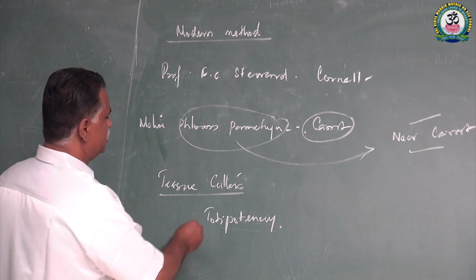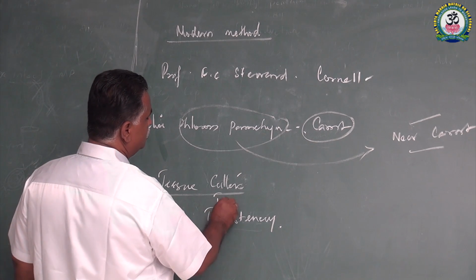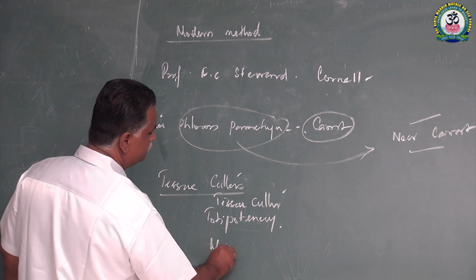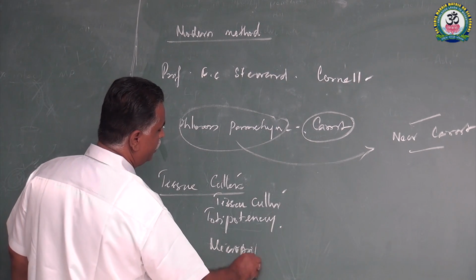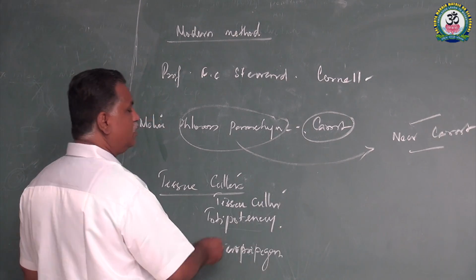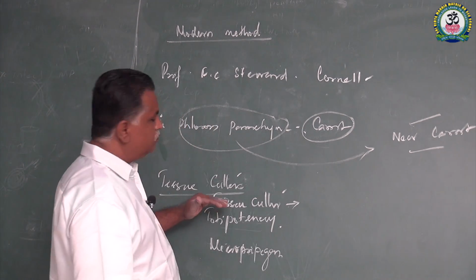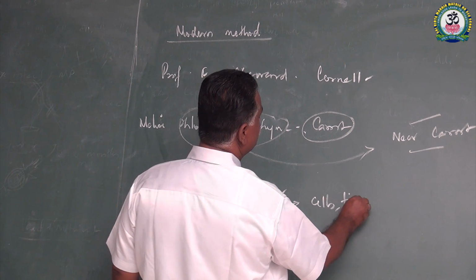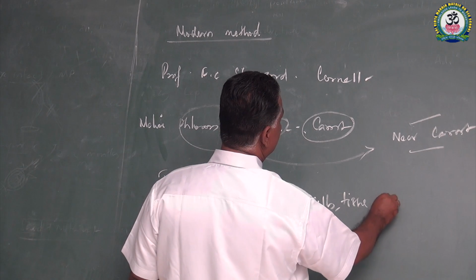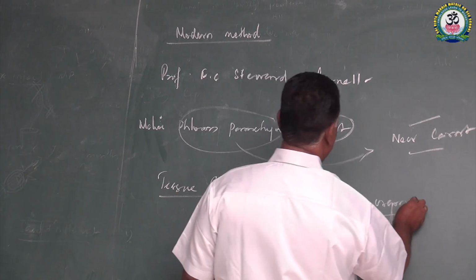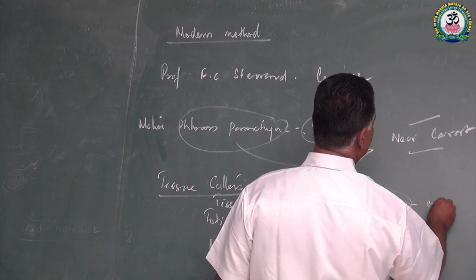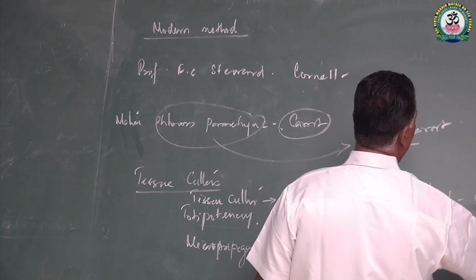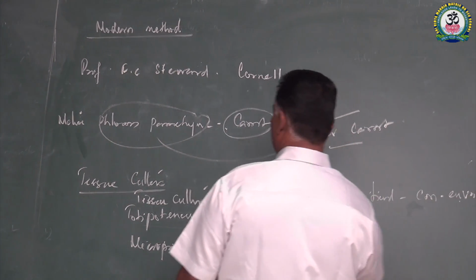We will see what is tissue culture first, and micropropagation. What is tissue culture? Growing the cells, tissues or organs of a plant artificially in a conditioned environment is called tissue culture.